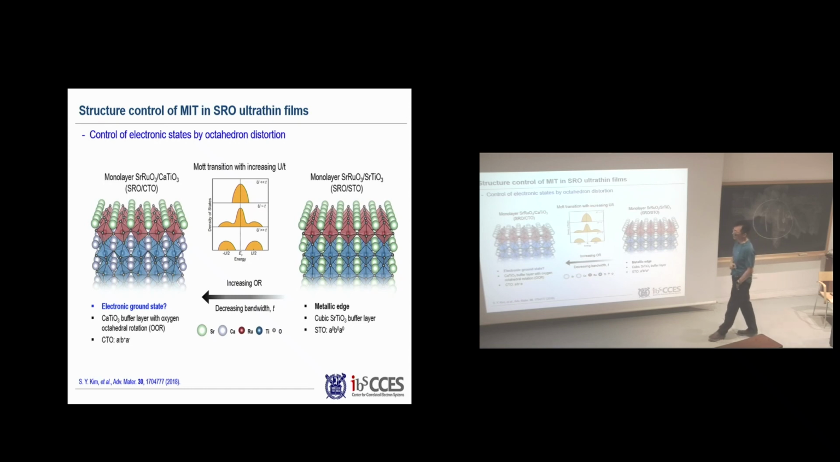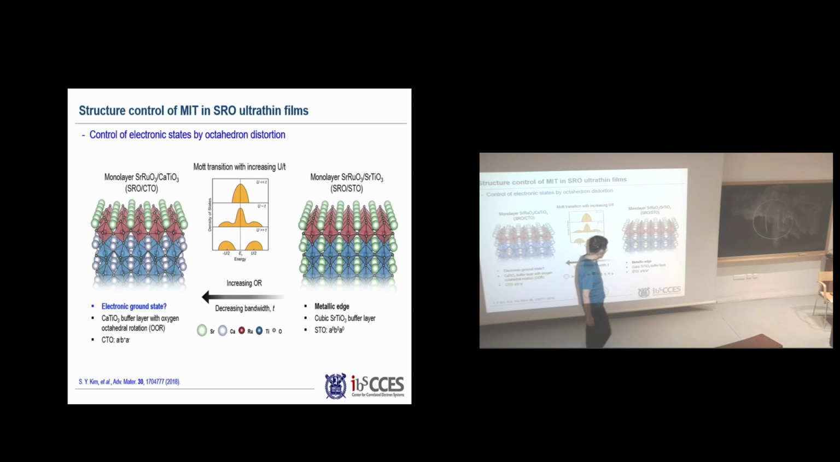So let's think about 2 systems. Suppose we grow SrRuO on calcium titanate. In reality, it's a buffer layer. But anyway, calcium titanate has a large octahedral rotation, in Glazer notation A minus, B plus, A minus. On the other hand, STO is nearly cubic.